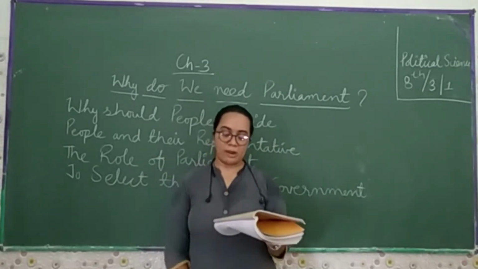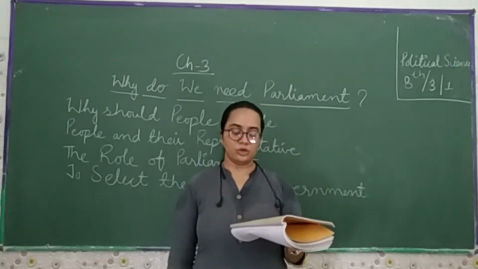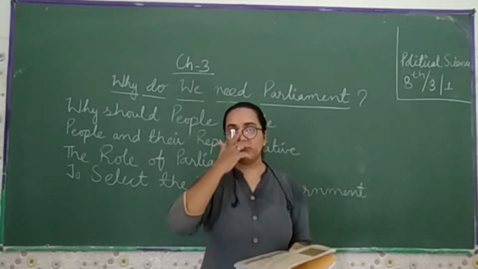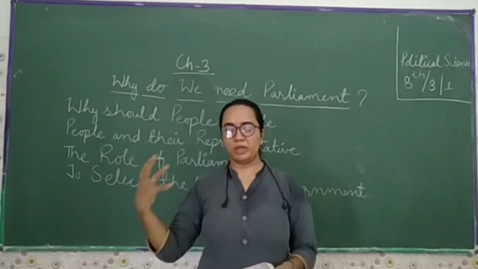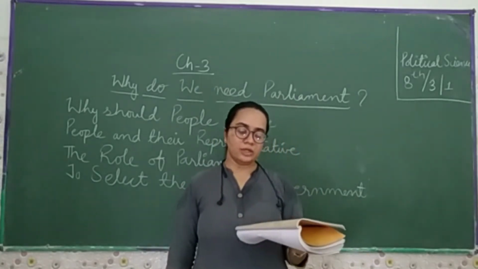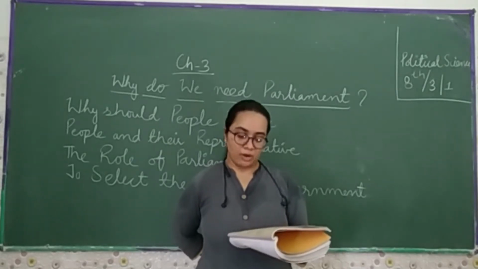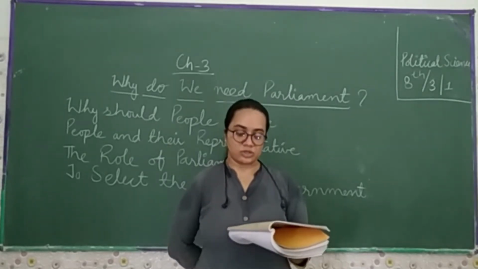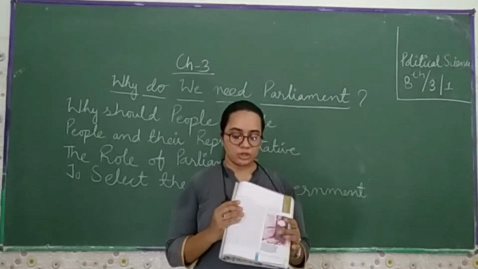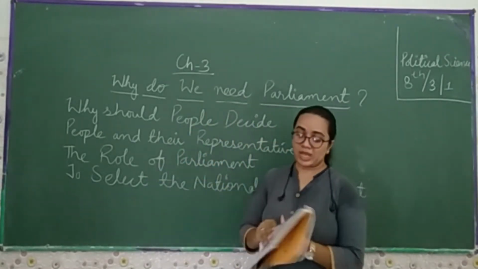In this particular chapter, what we try to see is how the parliament enables the citizens of India to participate in decision making. How does the parliament work so that the people of India can participate in the decision making process and control the government, thus making it the most important symbol of Indian democracy and a key feature of the constitution? So first we start with why people should decide.